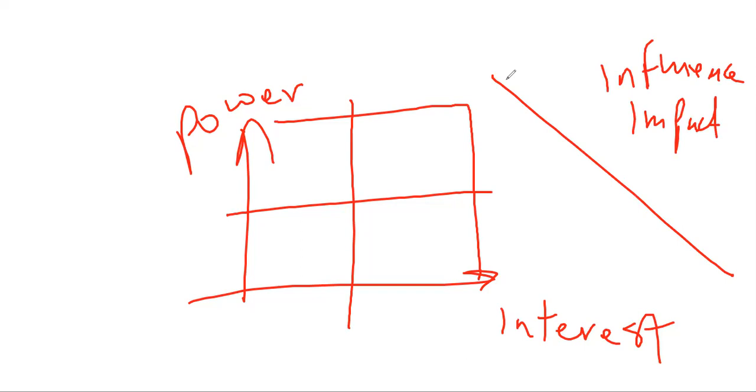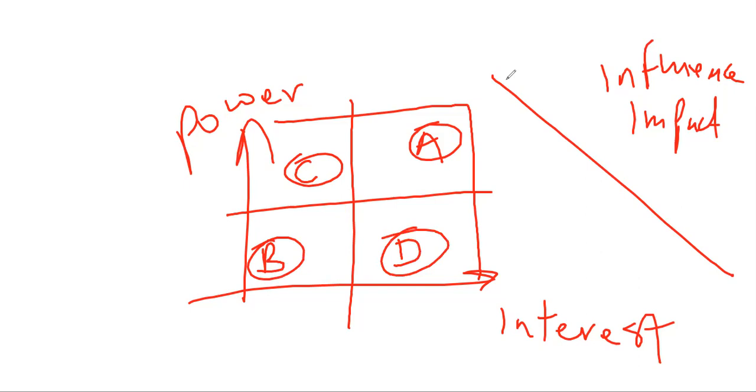So if you've got a stakeholder with a high level of power and a high level of interest, they will be here. A stakeholder with a low level of power, low level of interest, they will be here. A stakeholder with a high level of power, low level of interest, they will be here. And a stakeholder with a high level of interest and low level of power, they will be here.